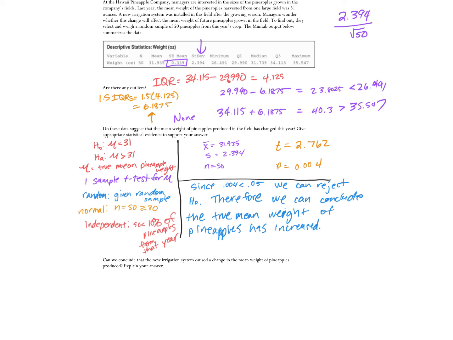All right, so can we say with certainty that the irrigation system is what caused this change in mean weight? We can say that the weight has definitely changed and that the second year definitely had a higher weight than the first year. Okay? That's what we just found out. Can we conclude that the irrigation system is what caused that change? No. Why not? Correlation is not causation.